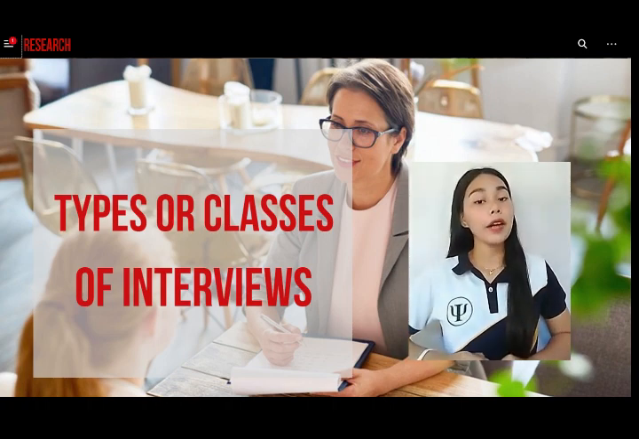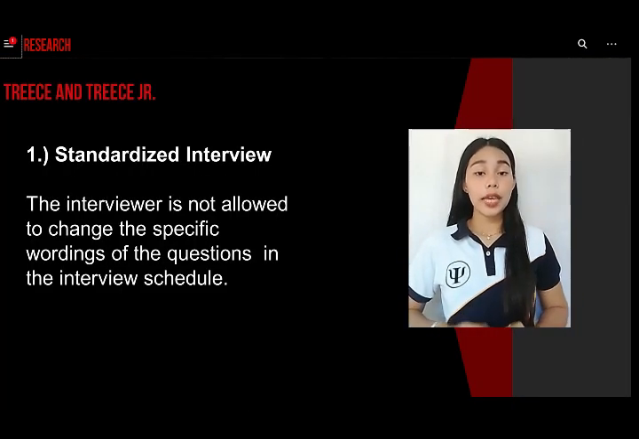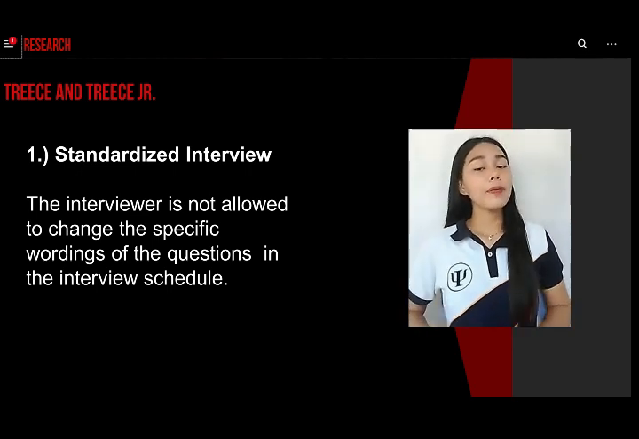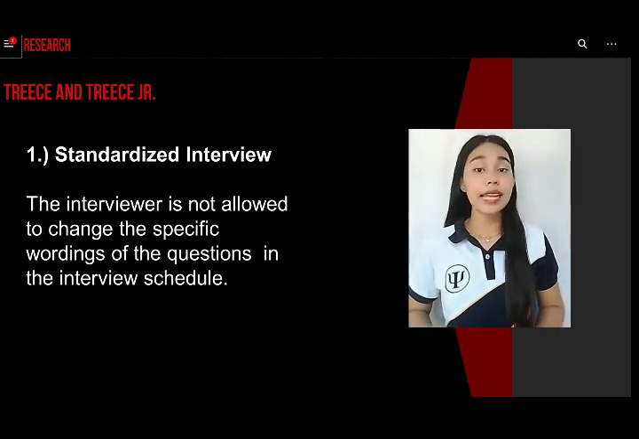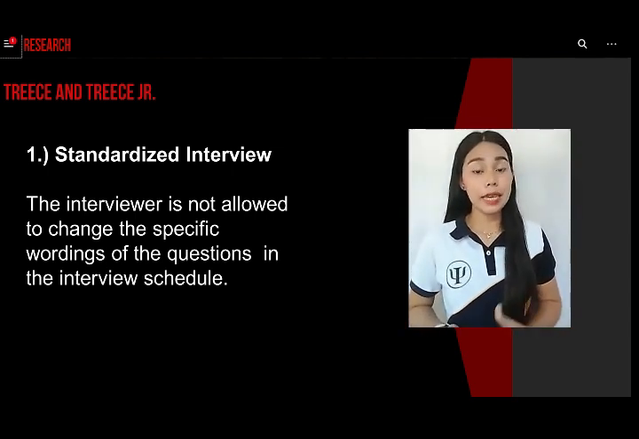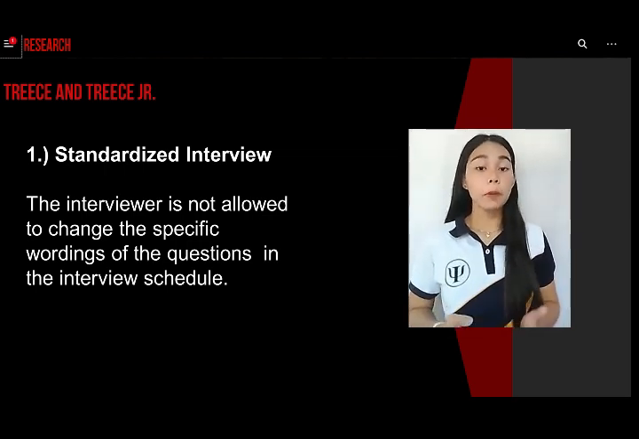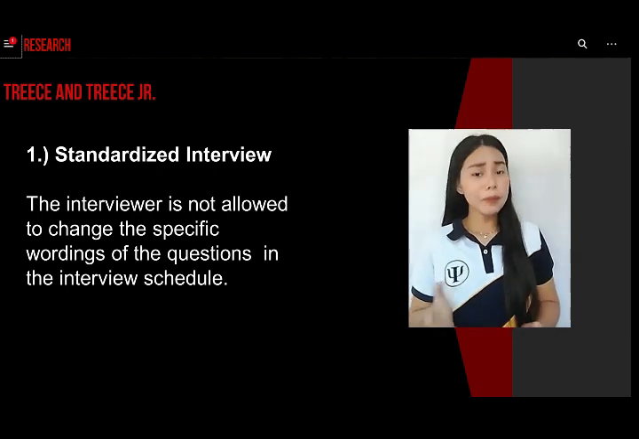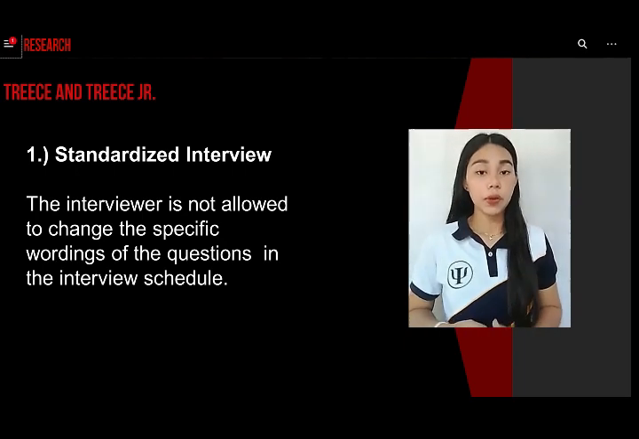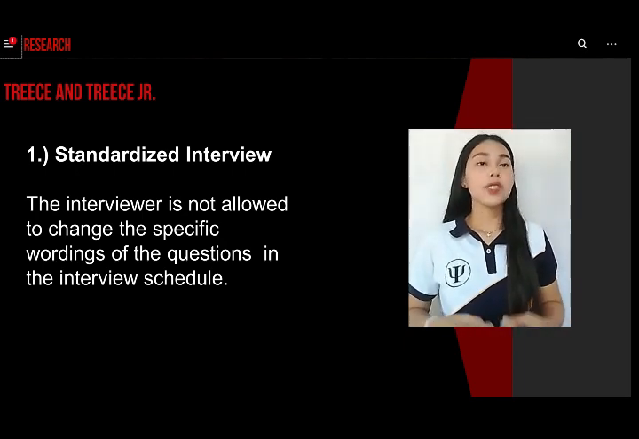So let's begin with the first classification of interview, which is the standardized interview. What is standardized interview all about? In this type of interview, the interviewer is not allowed to change the specific wordings of the questions in the interview schedule. He must conduct the interview in precisely the same manner. He cannot adapt questions for some specific situations or pursue statements in order to add something to the data. So to wrap up, this is what we call a formal interview.